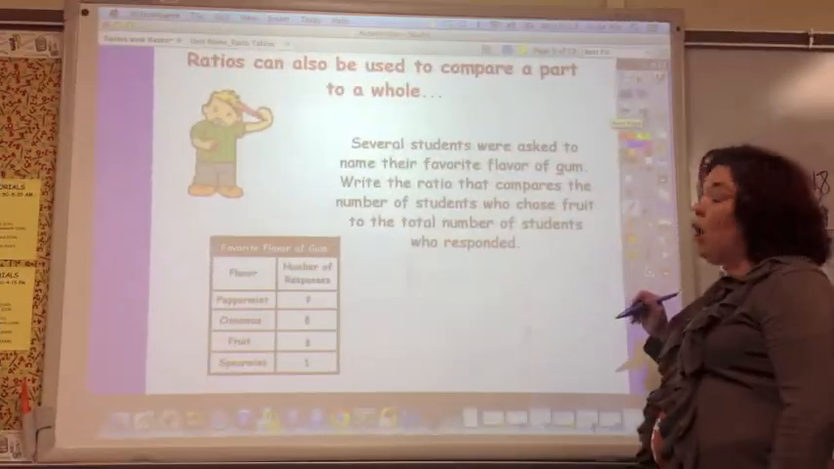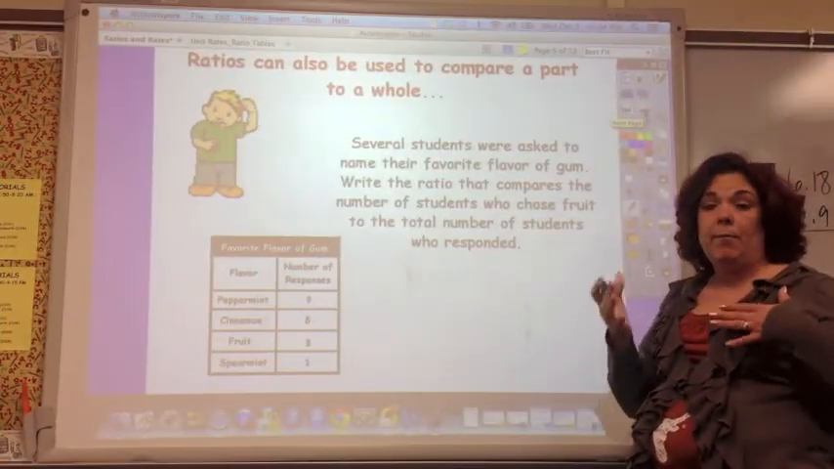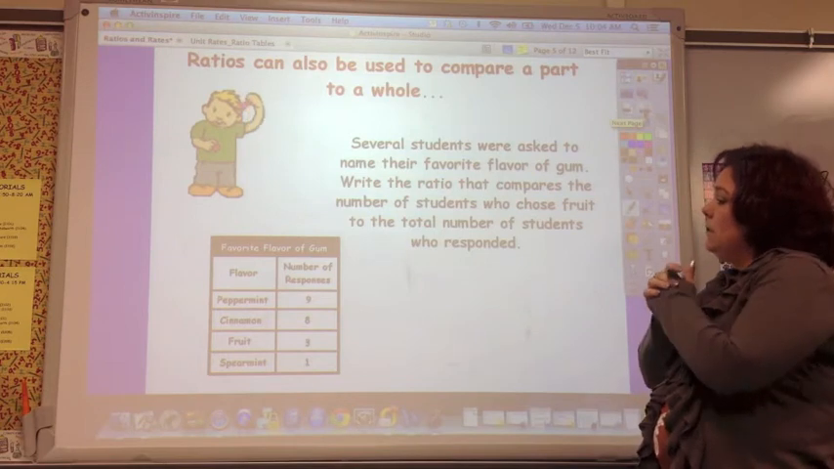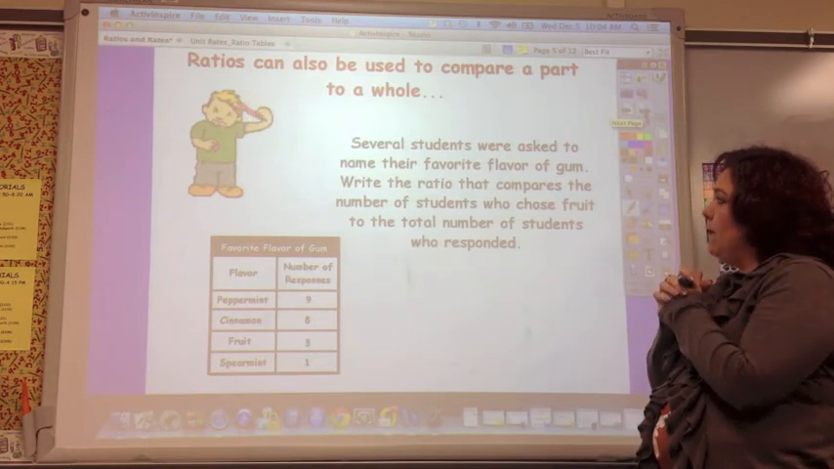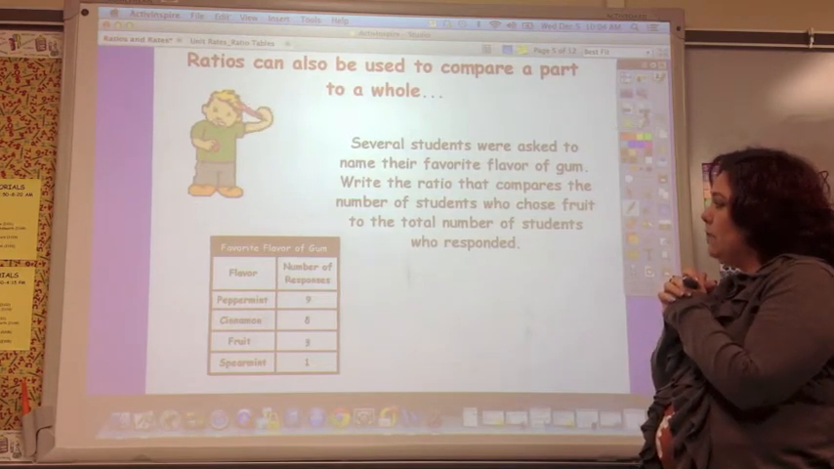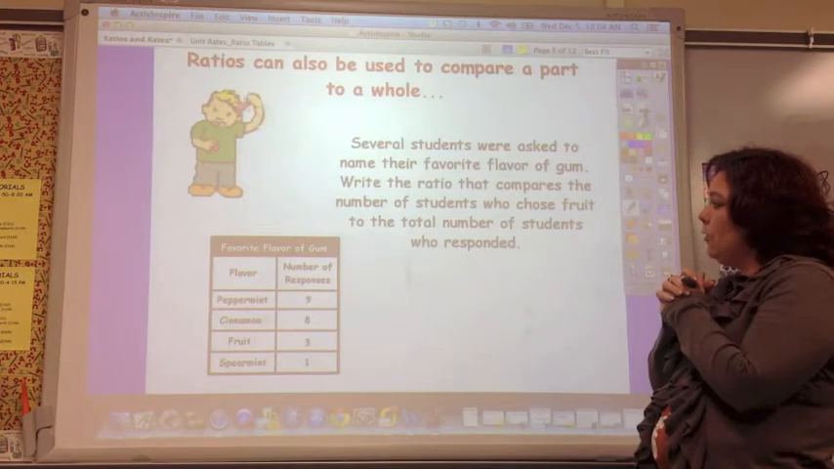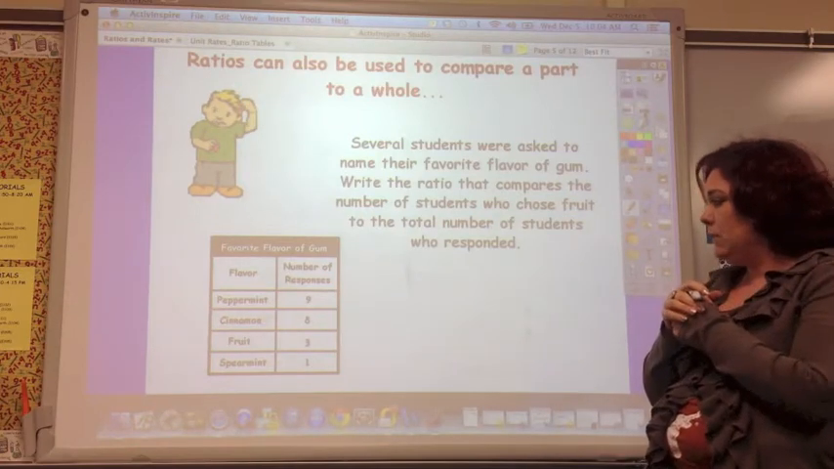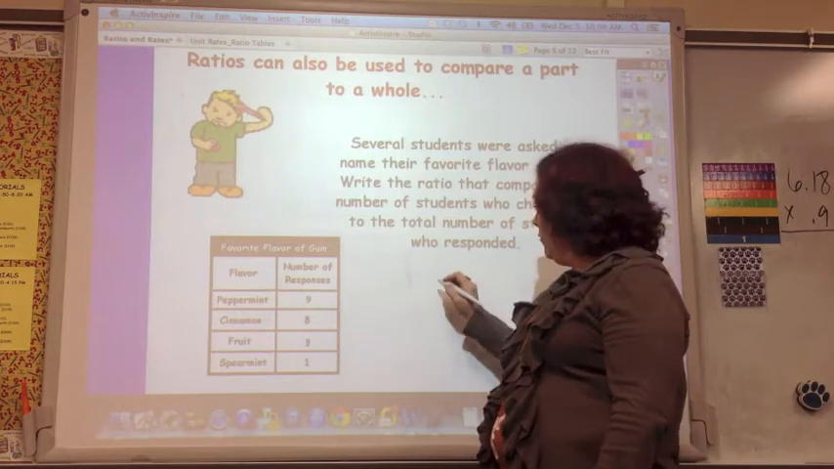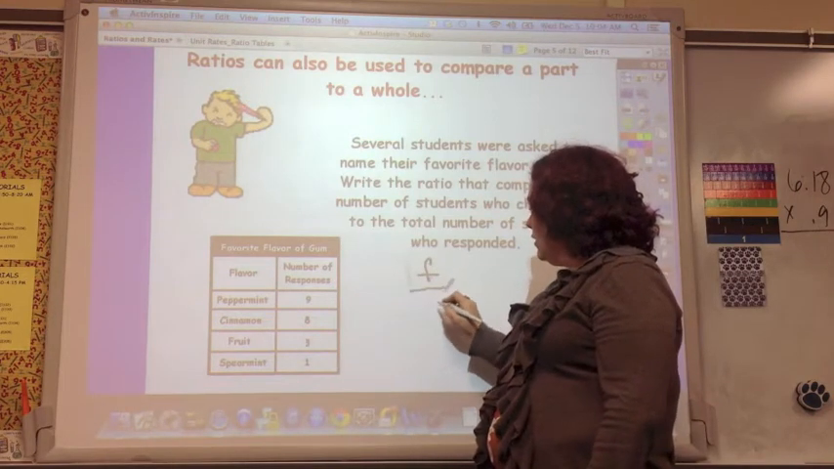Used to compare a part to a whole. We've been comparing a part to a part. So it says several students were asked to name their favorite flavor of gum. Write the ratio that compares the number of students who chose fruit to the total number of students who responded. So you want to know fruit to students.